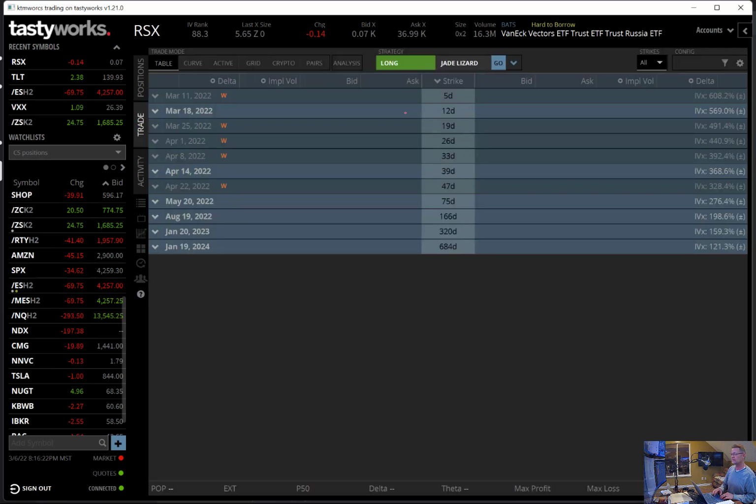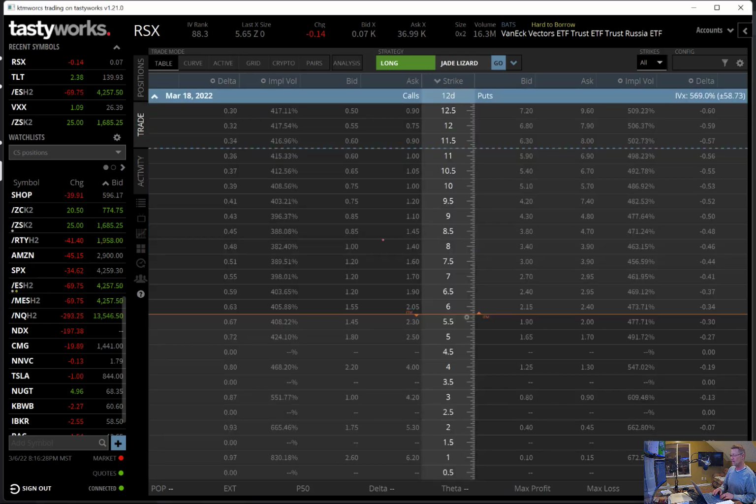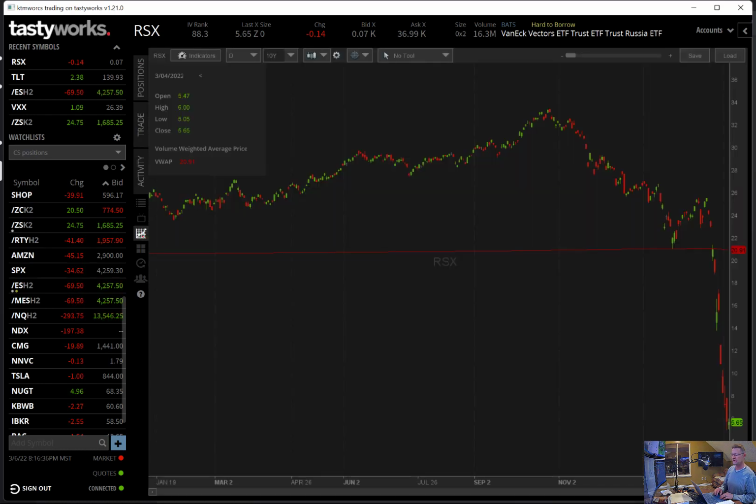Getting limited somewhat here on the strike prices that we have to work with, but it is something that's still on my watch list. It is something that I am still interested in putting some trades on. Certain brokers are starting to obviously limit the trading opportunities that are available, and some brokers have just completely removed all of the options from RSX. But it is on my watch list.